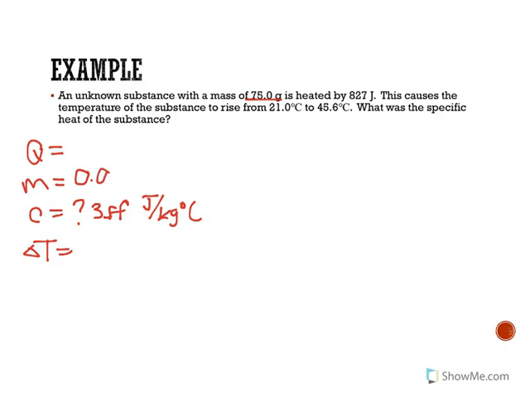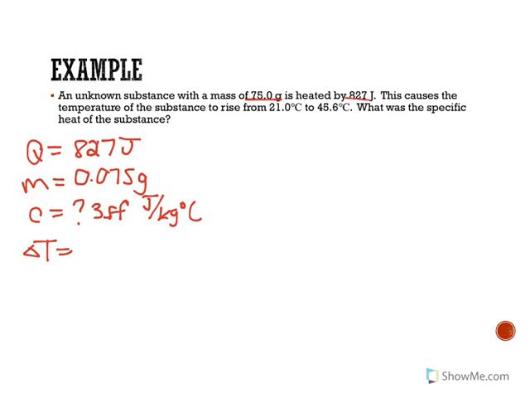So 0.075 kilograms, and it's heated by 827 joules. That's our energy, or our Q. Remember, energy is measured in joules. And our change in temperature, it goes from 21.0 to 45.6.